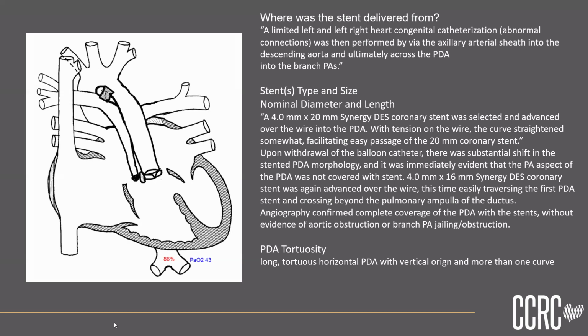If it says obstruction, is that in regards to the stent, that's jailing, right? Yes, that would be, yeah, the aorta would be jailed. I think I've seen that before in a cath report where it says there's no obstruction of the branch pulmonary arteries or aorta, but I'm like, so is that jailing? So that's good to know.